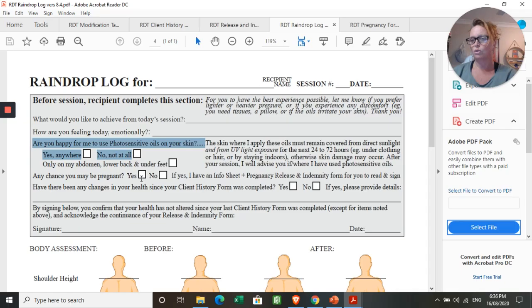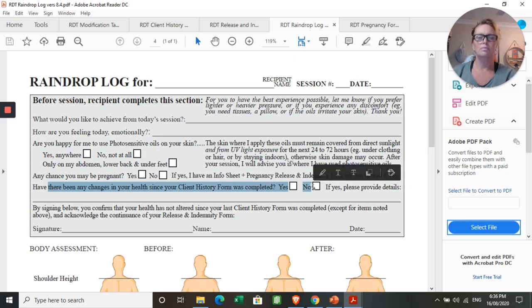You want to consider, if they said, no, I don't want any photosensitive oils, did you avoid using those on them? Are there any changes here? Have there been any changes in your health since your client history form was completed? Now, if it was the form they just filled in 5 minutes ago, then of course they have to tick no. But if this is their second session, something may have changed. They may have had a sprained ankle, or they may have come back and been told that they've got bronchitis, or you just don't know.